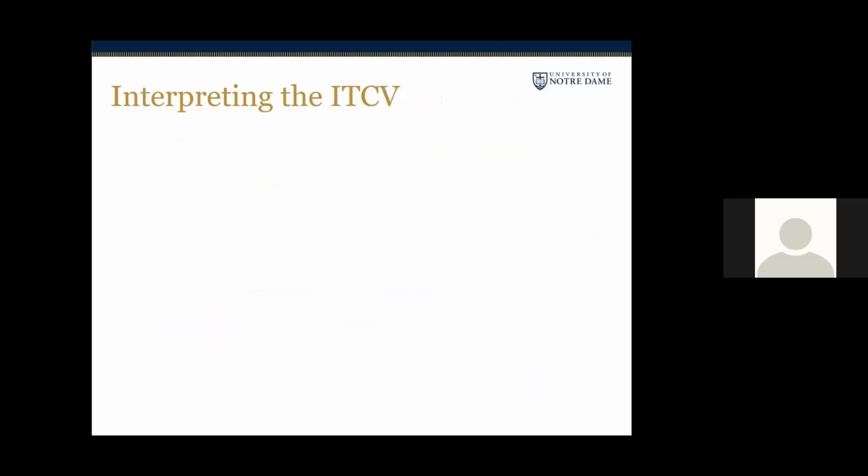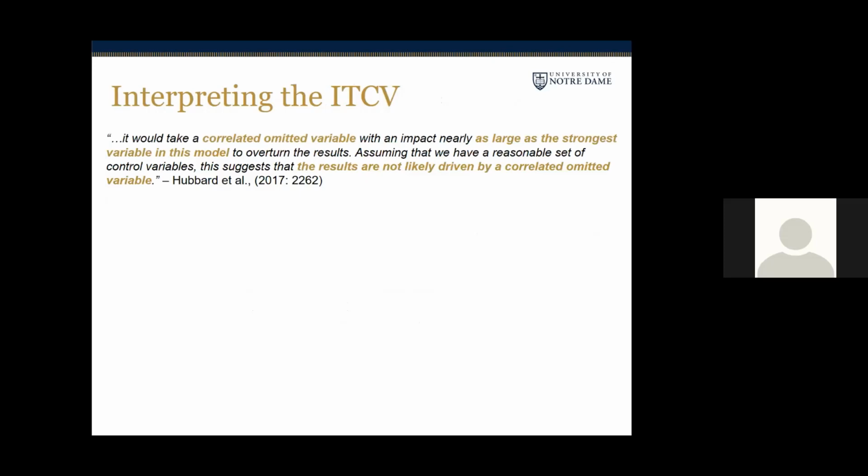So after you compute the ITCV and it says it's 0.5, you've got to have an omitted variable correlated at 0.5 with the IV and the DV. The next question is, okay, how do we know whether an omitted variable might exist? By definition, we can't measure it. If we could, we would just control for it, but we can't. So what scholars have done is look at control variables and say, hey, we do have all these other covariates.